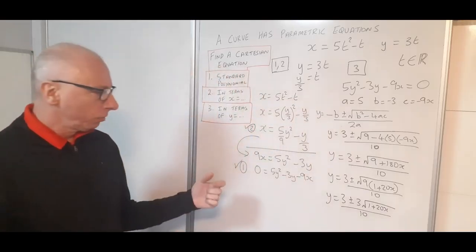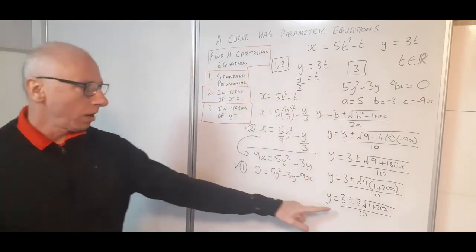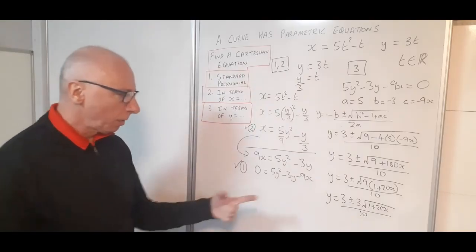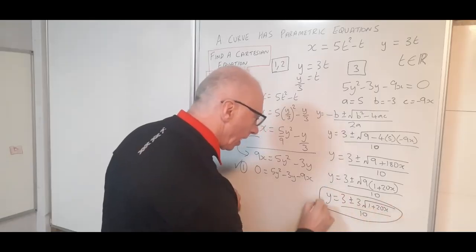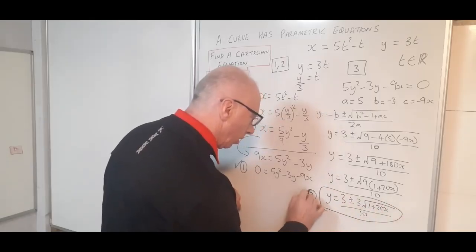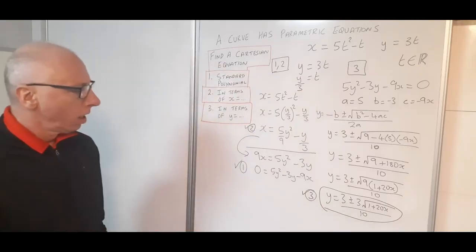So that's our result there for, in terms of y, that's what we would get. So we'd have the plus and the minus version for that. So that there is number 3 all done as well.